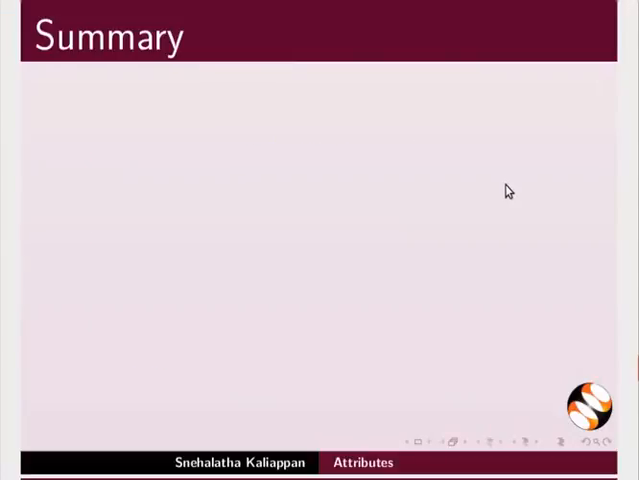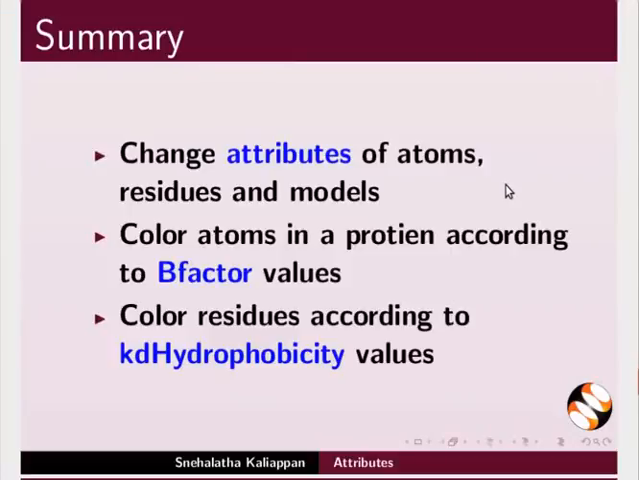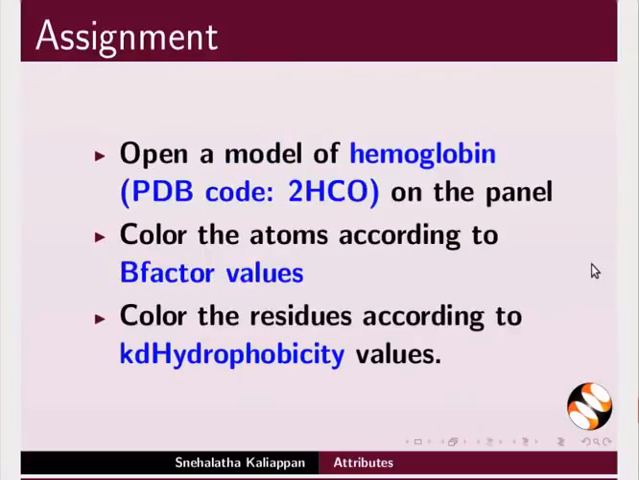Let's summarize. In this tutorial, we have learnt to change attributes of atoms, residues and models, color atoms in a protein according to B factor values, color residues according to kdHydrophobicity values. As an assignment, open a model of hemoglobin on the panel, color the atoms according to B factor values, color the residues according to kdHydrophobicity values.